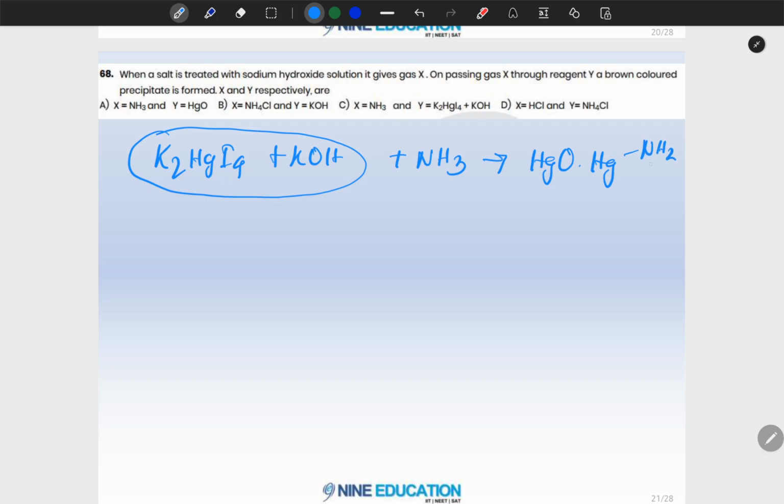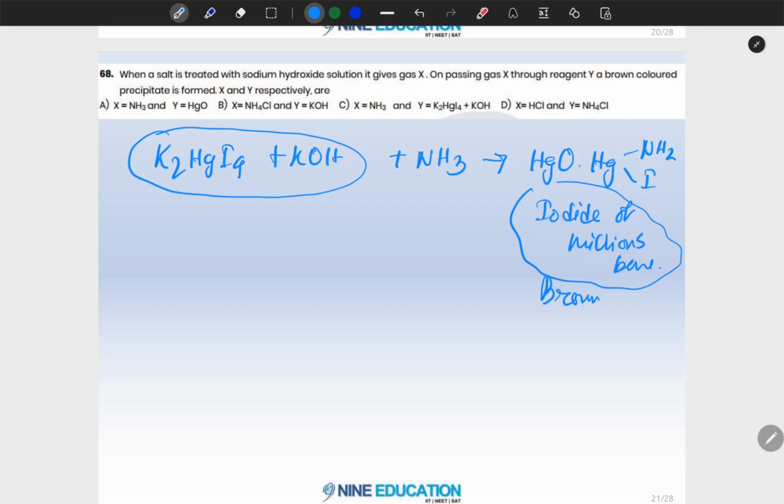HgO.Hg(NH2)I. This is known as iodide of Millon's base. And what is the color of this precipitate? The color of this precipitate is actually brown. So in this question we are getting this precipitate, as it is mentioned over here, we are getting brown colored precipitate, right? So this brown colored precipitate will be obtained if Nessler's reagent reacts with ammonia. So obviously Y is the Nessler's reagent over here. Y is actually K2HgI4 and KOH.